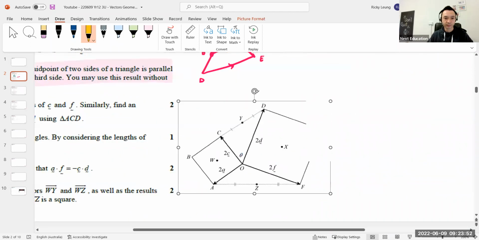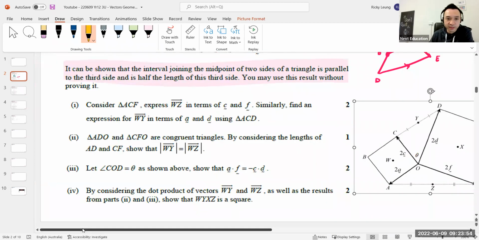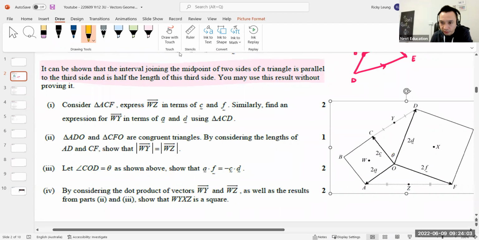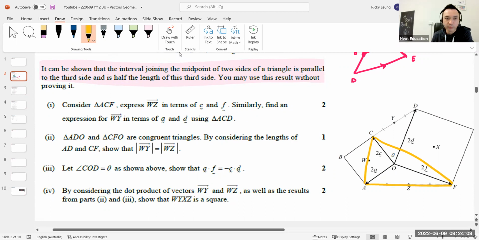So consider ACF. Now, where's that AC? Okay. Let me move over a bit. ACF. So I'm just going to draw that ACF. This guy, and this guy out. Good. Express WZ, so this guy here, in terms of C and F.